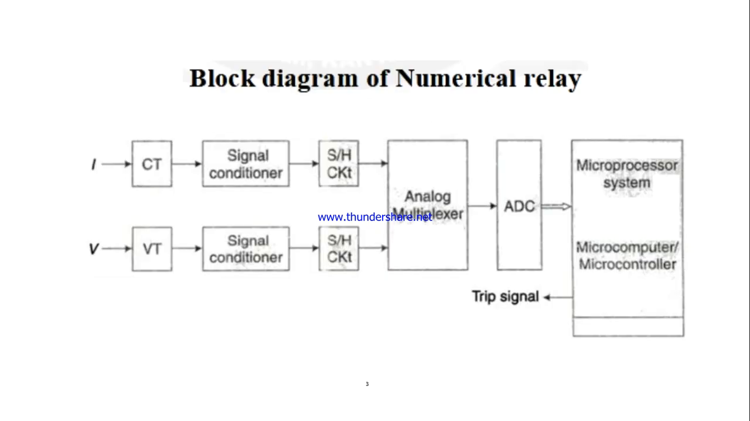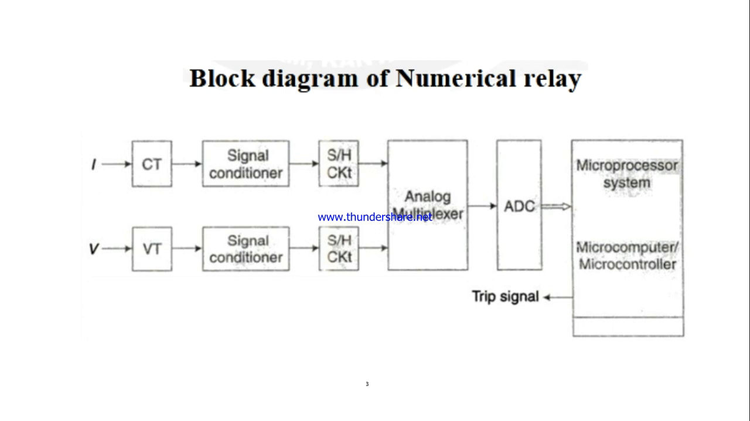While considering its block diagram, we can see the current transformer and the voltage transformers providing the respective parameters to the signal conditioners in order to remove the noises. After that we provide it to a sample and hold circuit in order to provide the exact part of the signal which is needed, and those are then provided to an analog multiplexer, and this analog multiplexer output is then fed to the ADC, the analog to digital converter.